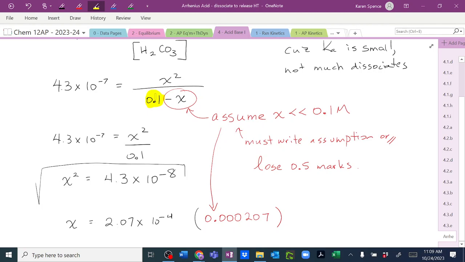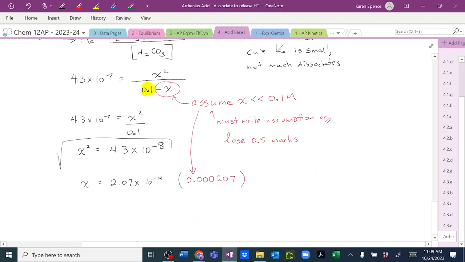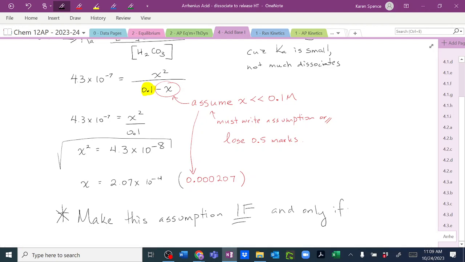Yes. You will make this assumption when you would have to otherwise do a quadratic equation. Okay? Make this assumption if and only if you would otherwise have to do a quadratic equation calculation.